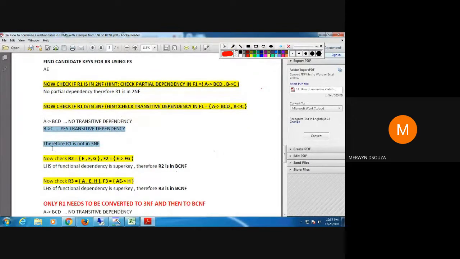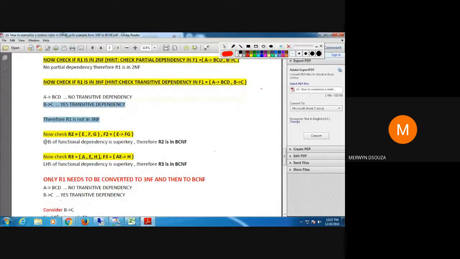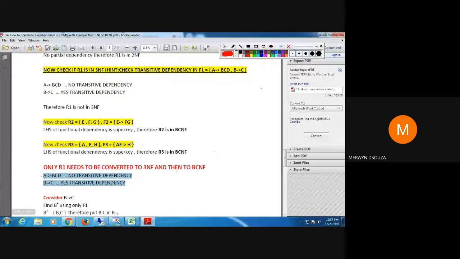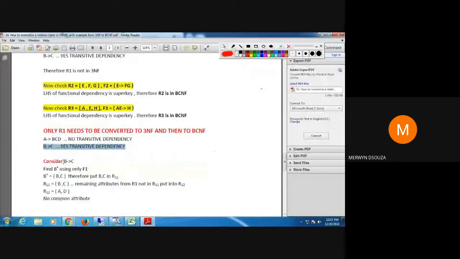So let's do that. Here we have already checked R2 and R3 and seen that they are in BCNF. So we are only going to take R1 and try to convert it to third normal form and BCNF. We have already checked the two functional dependencies of R1. The first one does not have any transitive dependency; the second one does. So let's remove the transitive dependency. How do you remove it? Find the closure of the left hand side, B closure. When you find the B closure, you will get B and C. So you will put B and C into a new sub relation.